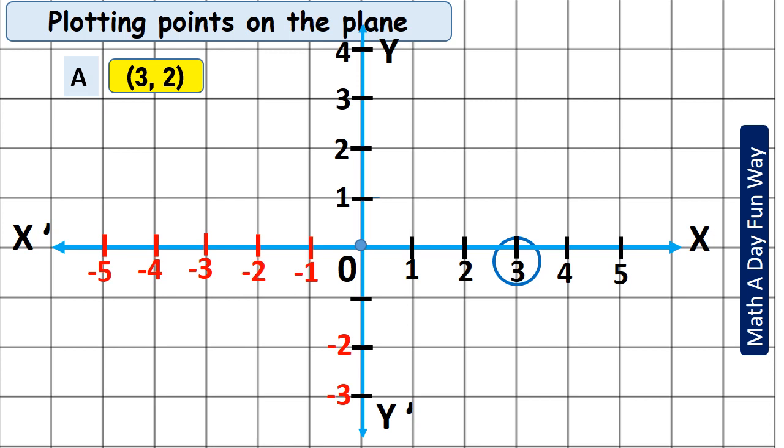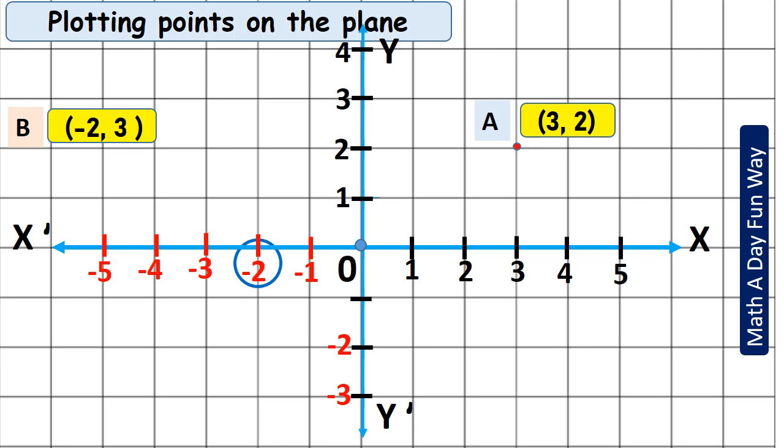Now, here's a shortcut to plotting points on a plane. The x-coordinate of point A is 3 and the y-coordinate is 2. So, we start from point 3 on the x-axis. Then, move 2 units in the positive direction of y-axis and get the location of point A on the plane. Point A has been plotted on the plane.